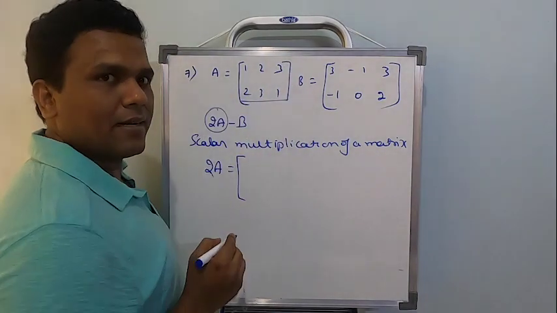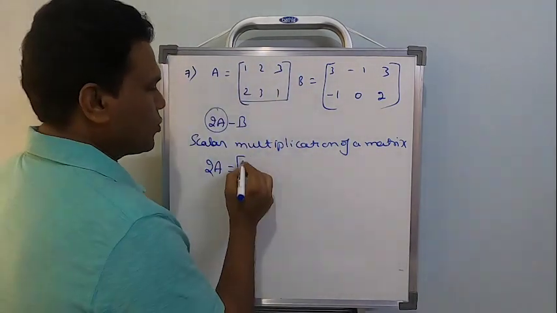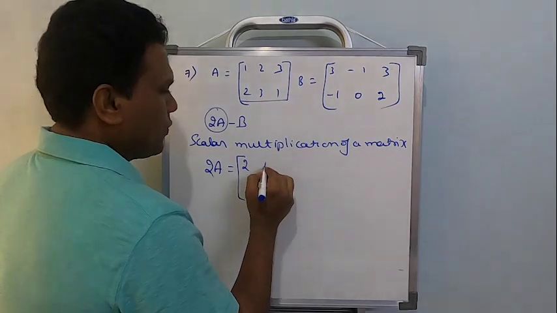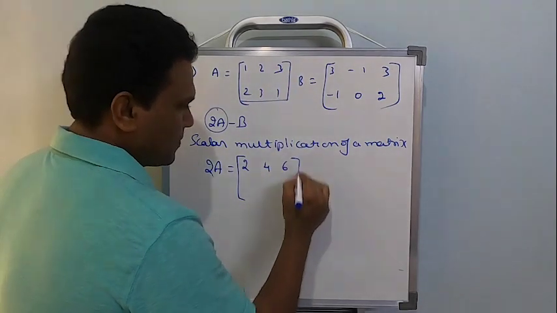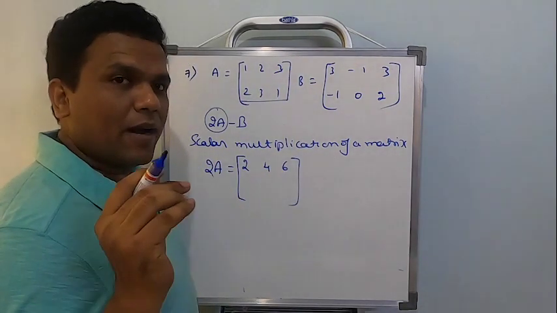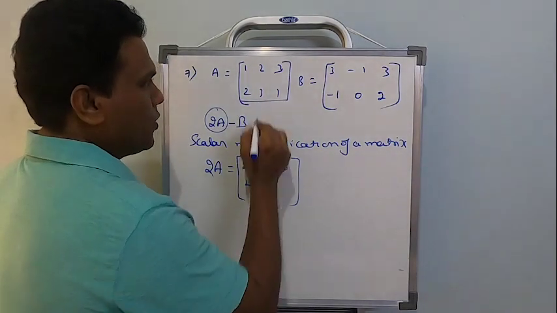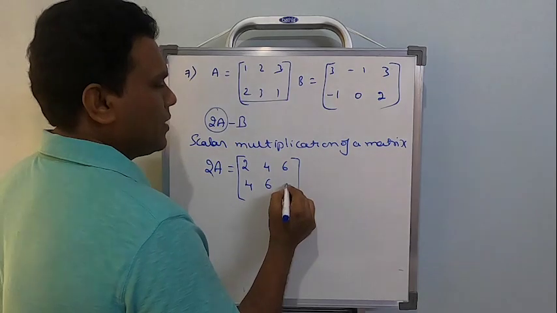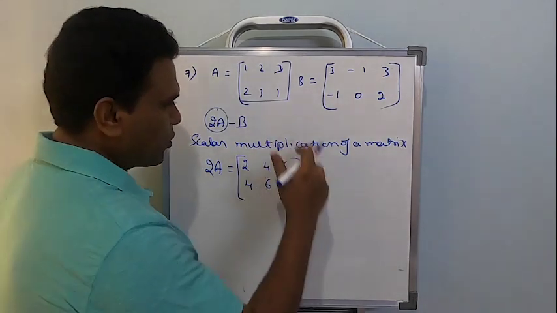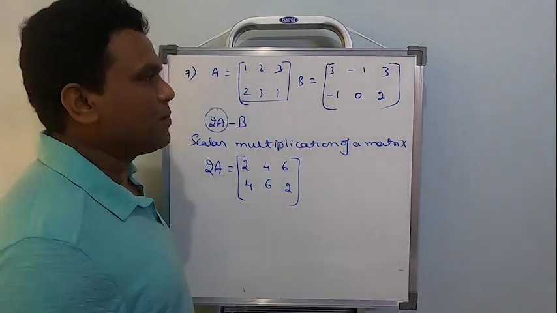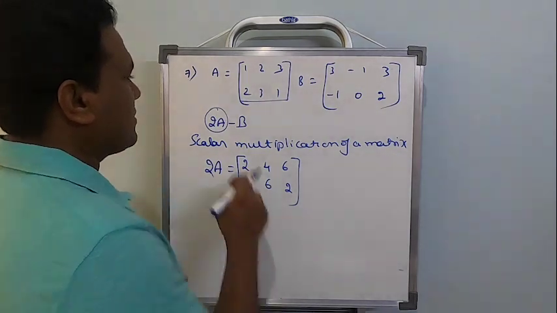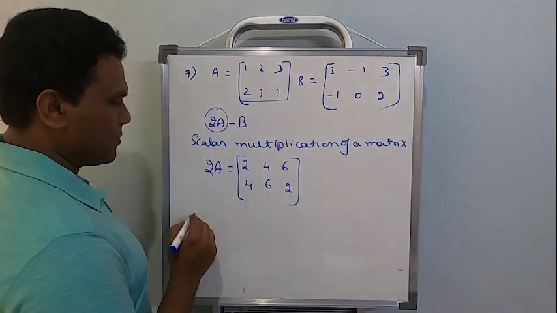Each element, I said. So here 1 into 2, 2; 2 into 2, 4; 2 into 3, 6. Multiply each element of matrix A by 2. The next row, 2 into 2, it's going to be 4; 2 into 3, 6; 2 into 1, 2. This is 2A. This process is called scalar multiplication. Simple one, right? But they're asking to find out matrix 2A minus B.